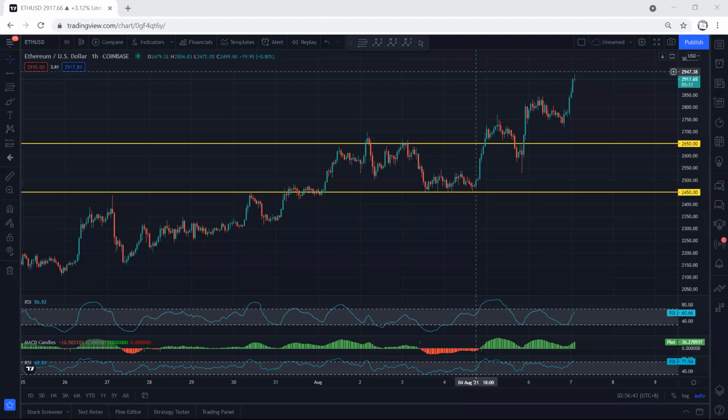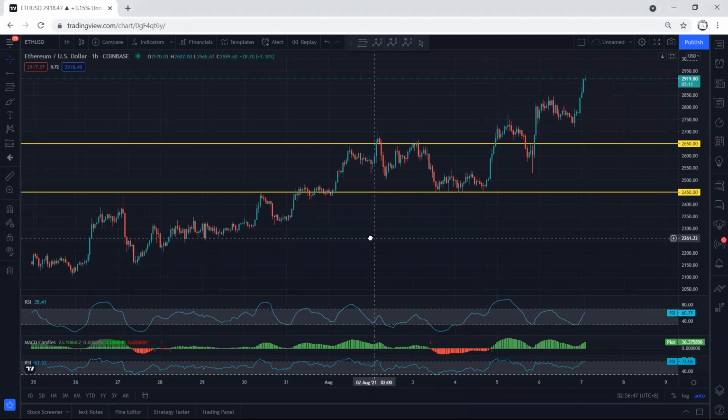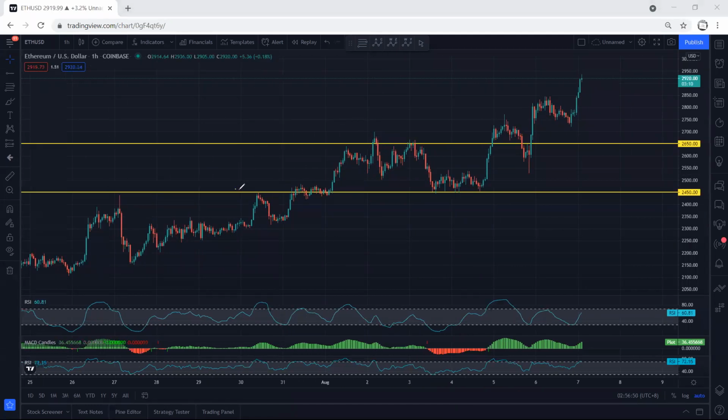ETH, we start with the 1 hour chart. You want to see how we can look for a trade. First of all, if we refer to our analysis in my last video, we mentioned we want to see the breakout of this soon.